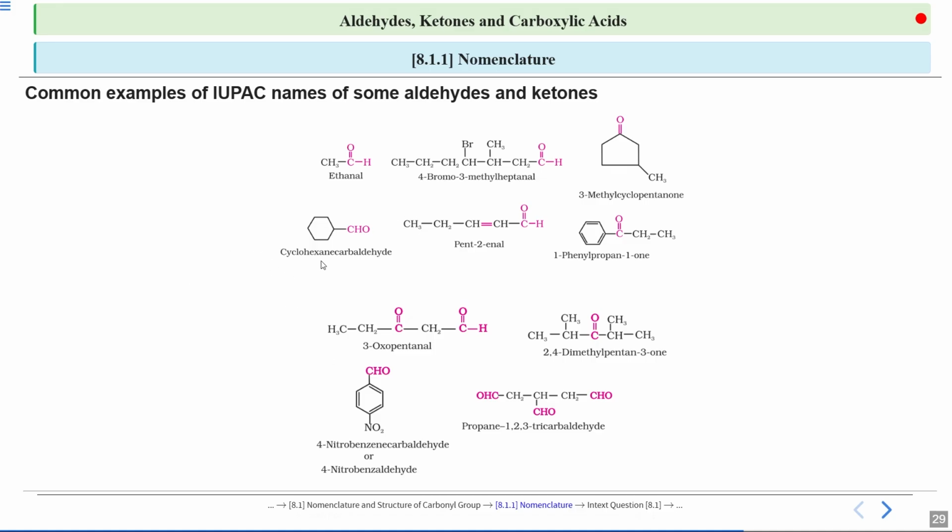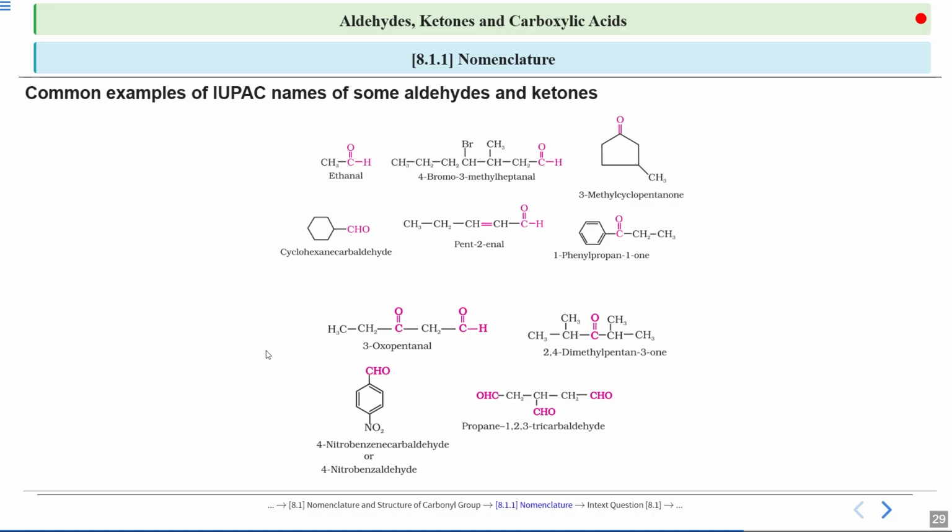Similarly, if you look over here, this is also an aldehyde group. So the name for this will be 3-oxopentanal. Similarly, look over here. This is also a ketone. So the name is 2,4-dimethylpentan-3-one, because at second and fourth position, if you see, a methyl group is attached. So this will be the name.